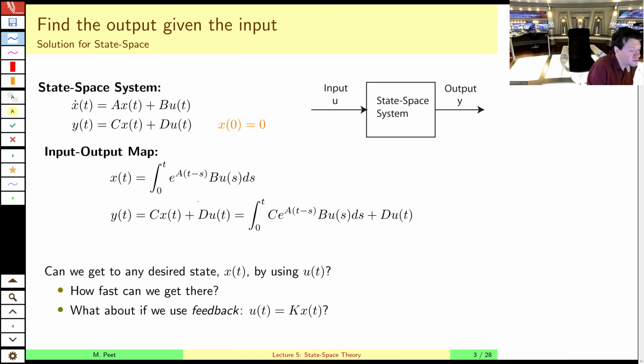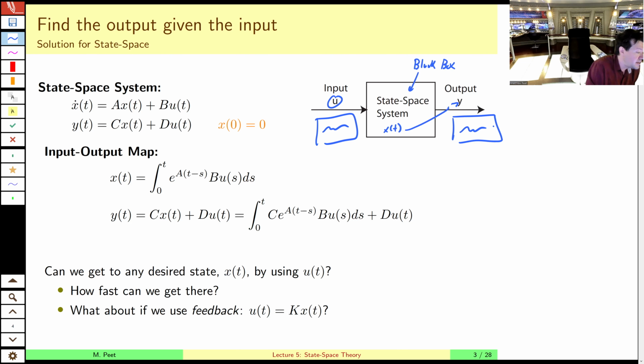So if we're going to look for system properties, here's our system. At the system property level, it's a black box. What we really care about is not some internal state, x of t. Well, we do care about that because that, in fact, is our output at this point. In principle, we don't care about whatever's going on inside that black box. We really care about the map from this signal, which is a function of time, to this signal, which is also a function of time.